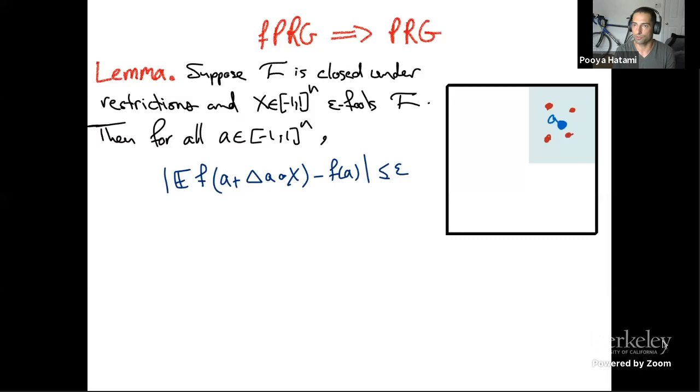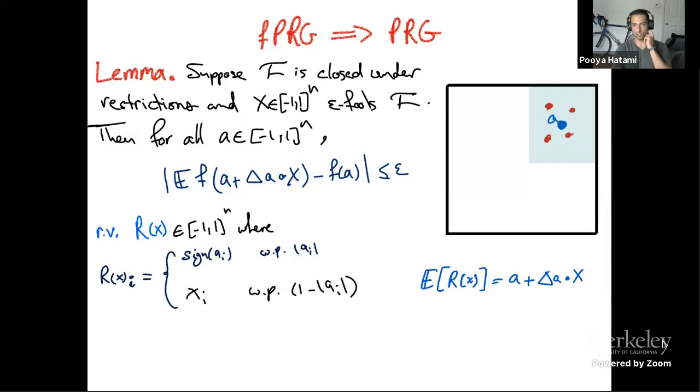So to make it formal, let's make this definition. I will define a random variable R of X, where X is the input, some vector X. R of X has a product distribution. Its ith coordinate is equal to sign of a_i with probability absolute value of a_i, and otherwise it's just x_i. So it's some sort of random restriction vector. With some probability we are fixing that to a_i, otherwise we're just taking x_i. That's how it's defined.